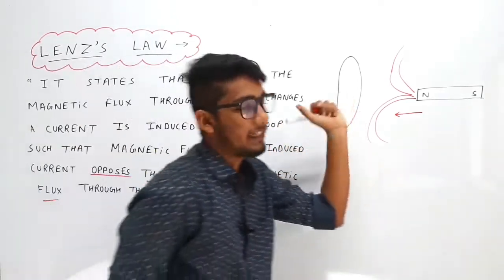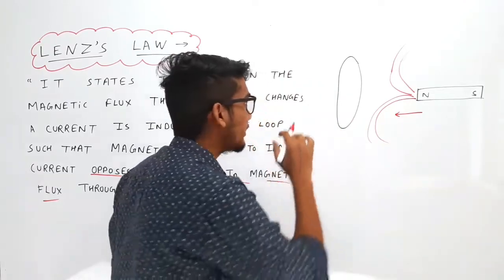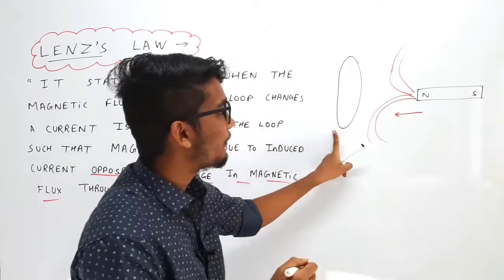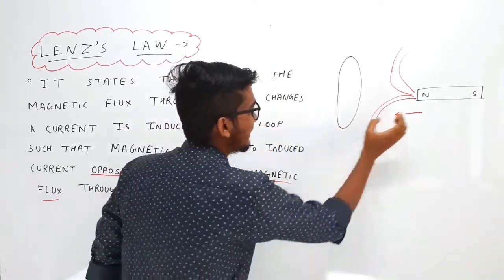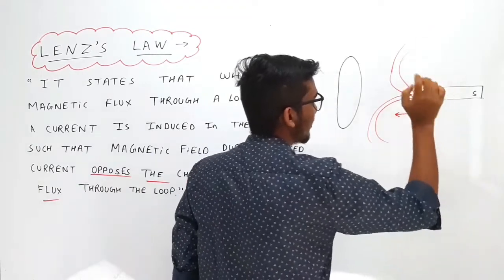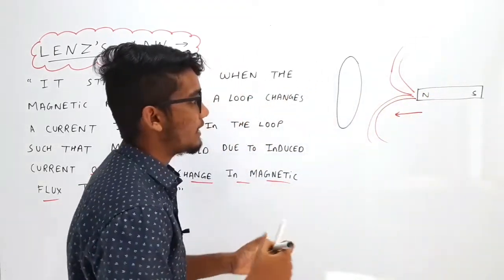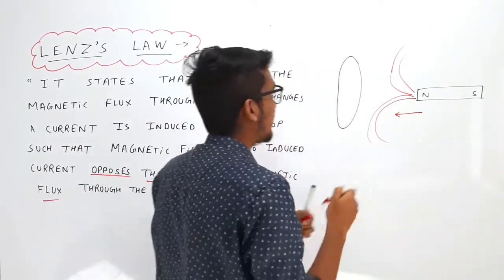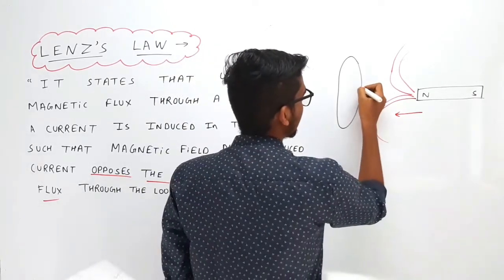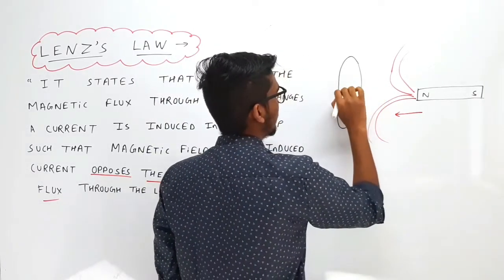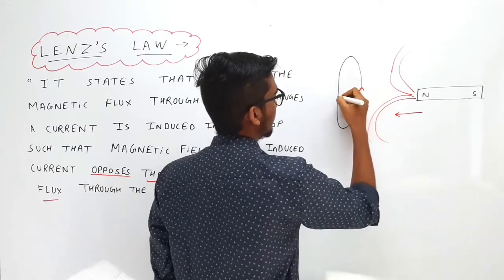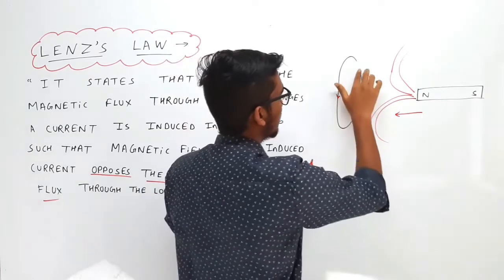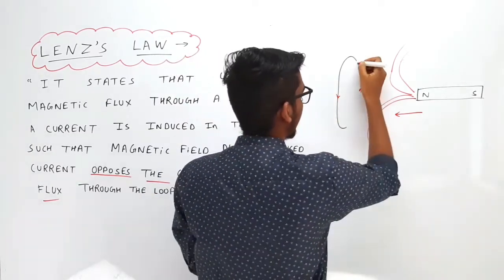So, if there is an induced current in this coil, that induced current generates another magnetic field, and that magnetic field opposes the magnetic flux due to this bar magnet. So if the north pole comes towards this, the magnetic flux will increase. So my current direction will be at this point. Why this? Because this is the downward side, this is the upward side. I can show it like dotted.